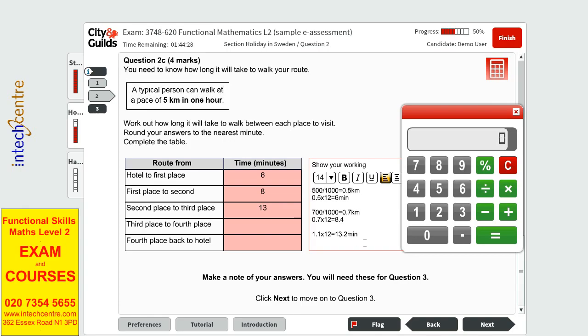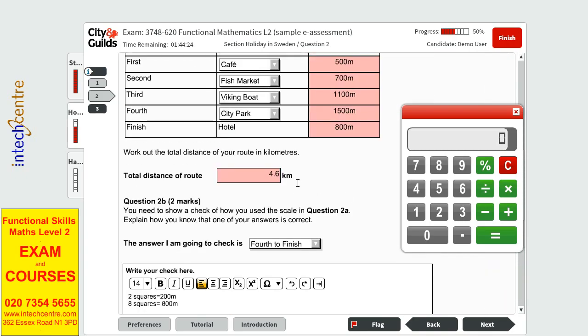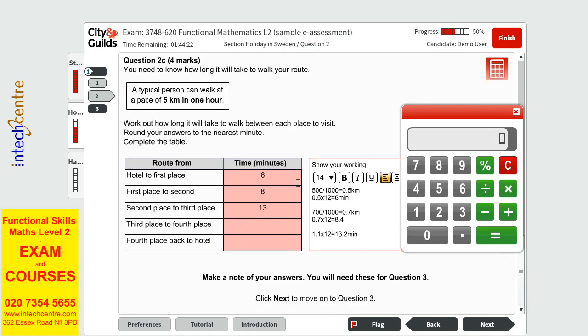Next question. Next distance is 1500. Again, we would do 1500 divided by 1000, we would get 1.5 times 12, 18 minutes.